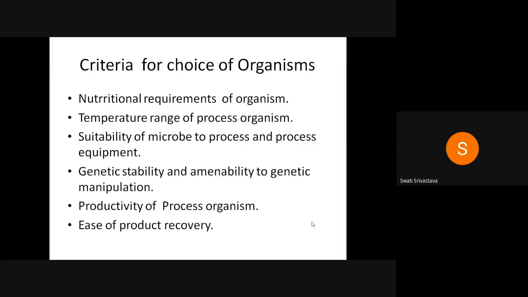Next, now you want to isolate an organism. What should you think before you try to isolate the organism? What should be your criteria for the choice of the organism? First is the nutritional requirements of the organism. Whatever substances or substrates you have available throughout the year in your immediate environment, whether that organism will survive on those immediate resources or not.